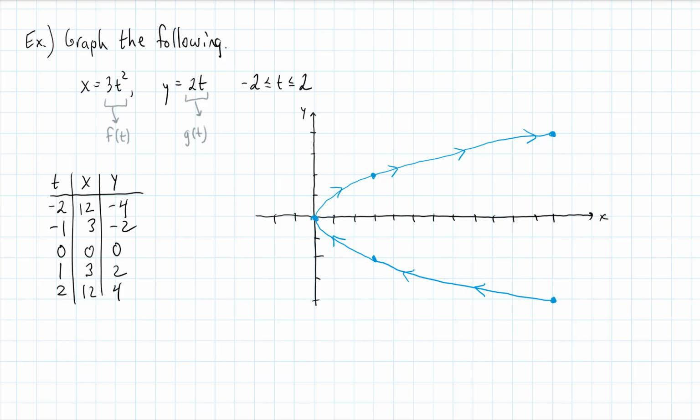Now, how can I verify that that's correct? Well, we can eliminate the parameter. y equals 2t, which means t is 1/2 y. So then I can plug that in for x. So x equals 3t squared. So x equals 3 (1/2 y) squared. So x would be 3/4 y squared.